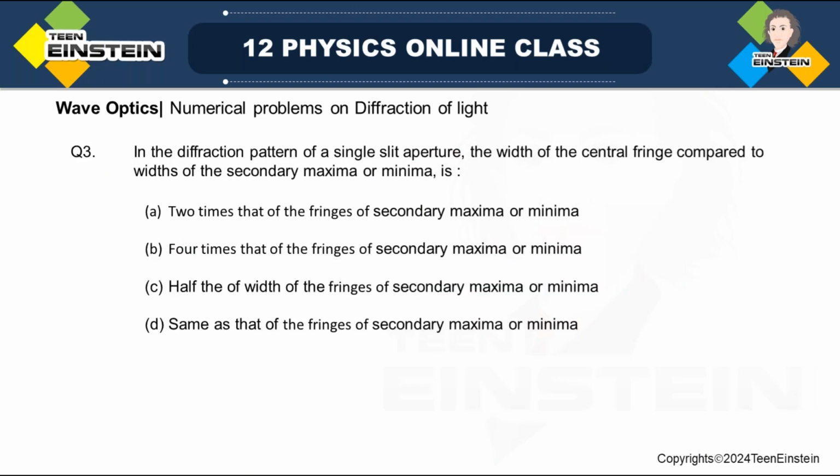So let's go to the next problem. Next question. In the diffraction pattern of a single slit aperture, that means single slit Fraunhofer diffraction, what is the width of the central fringe compared to the width of the secondary maxima or minima? That means what will be the fringe width? We have discussed yesterday already, but still I'll discuss once again. If you have not seen my previous video, then please go and see that. Otherwise also you will be benefited from here itself.